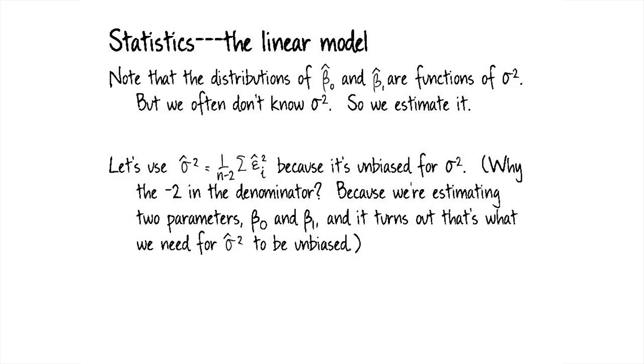And we're going to use a different estimator than estimators we've seen before. So we're going to use an estimator that's equal to 1 over n minus 2 times the sum of the residual squared. And this estimator, it turns out, is unbiased for sigma squared in the linear model. That's why we use it.